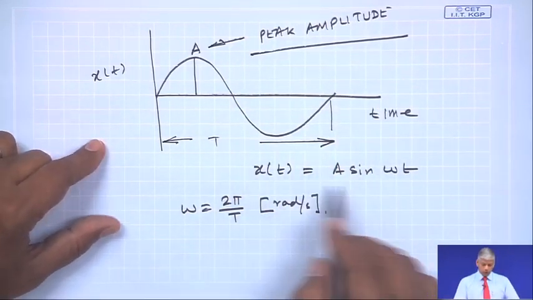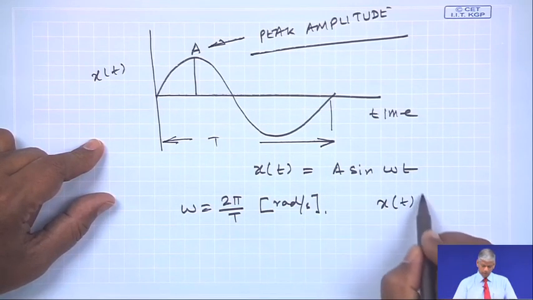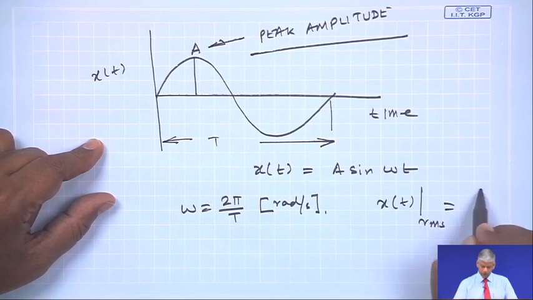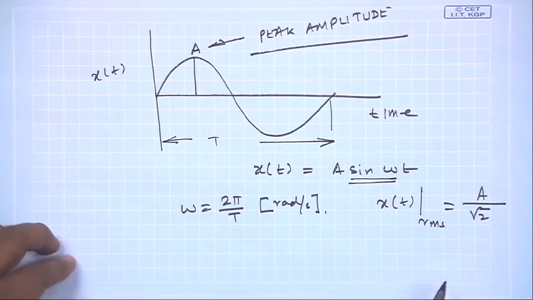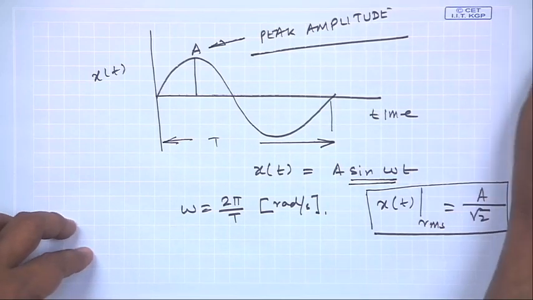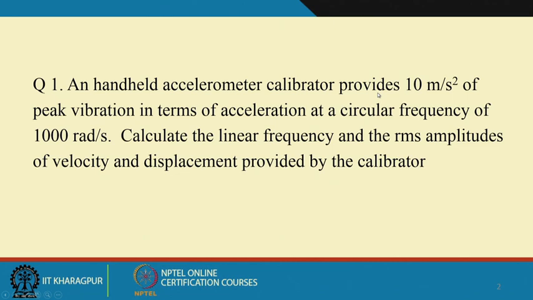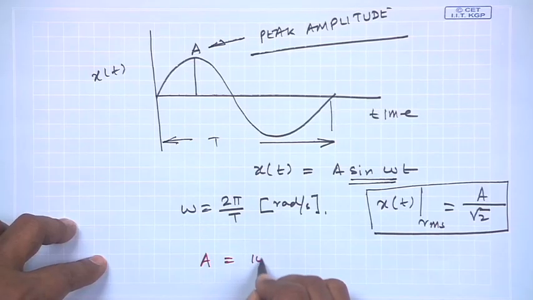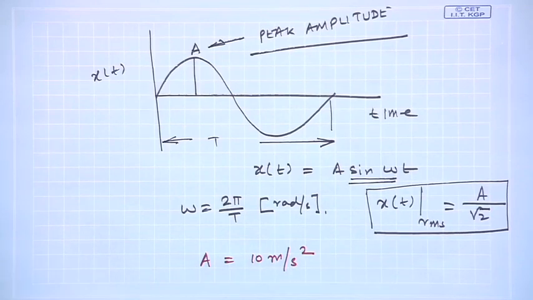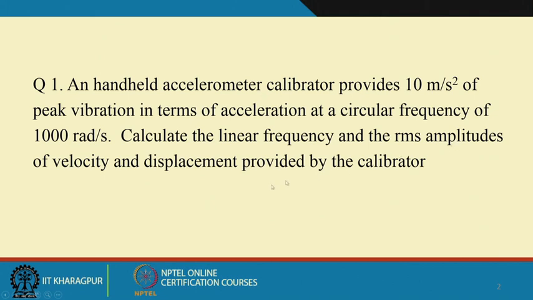Of course, for such a wave we can find out the RMS value also. The RMS value of x t, you will see, is a by root 2 for a harmonic wave like a sine wave. But that is not what the question is. The question is, we have been given a peak vibration in terms of acceleration as 10 meters per second square. So, given to us is the value of a, which is 10 meters per second square. Now, the question asked is, what is the RMS amplitude of velocity and displacement?